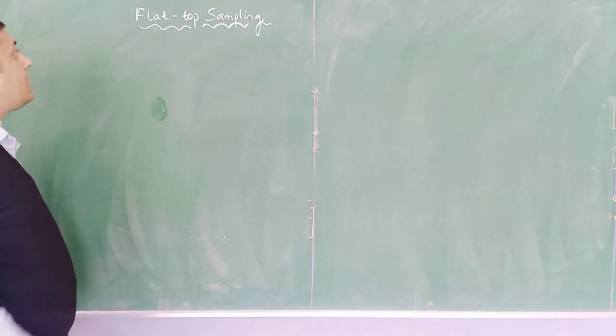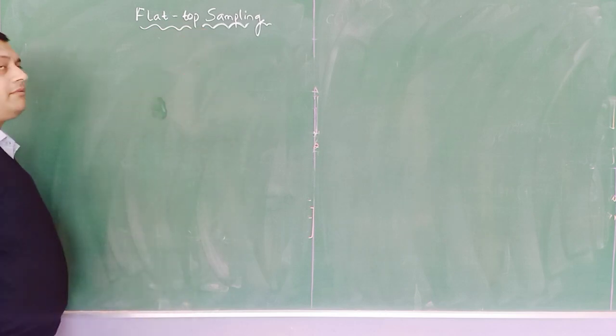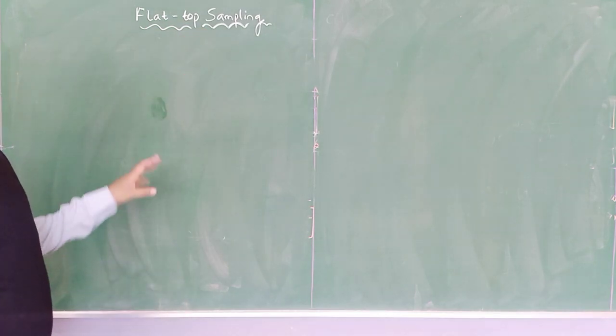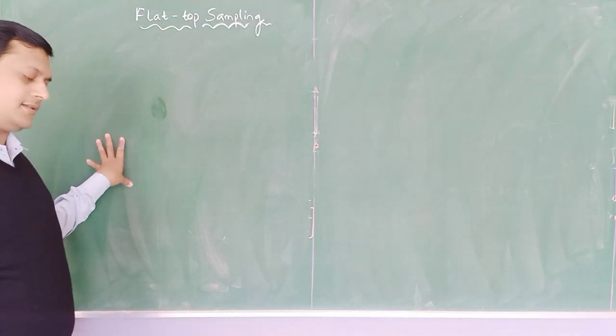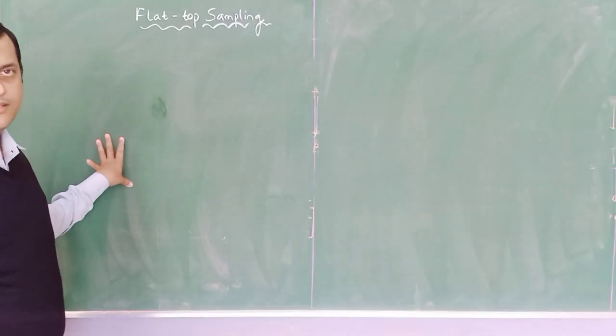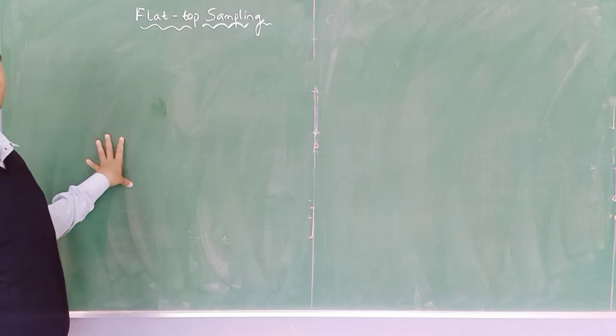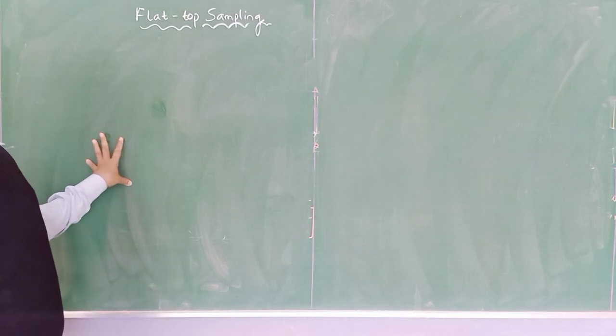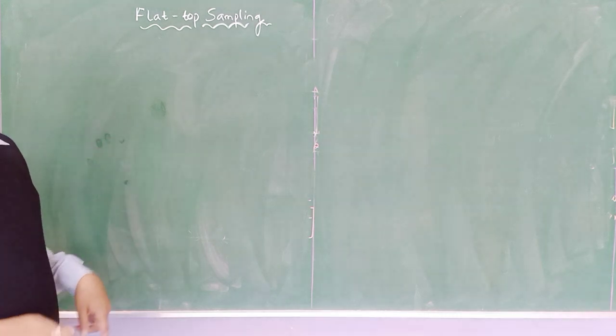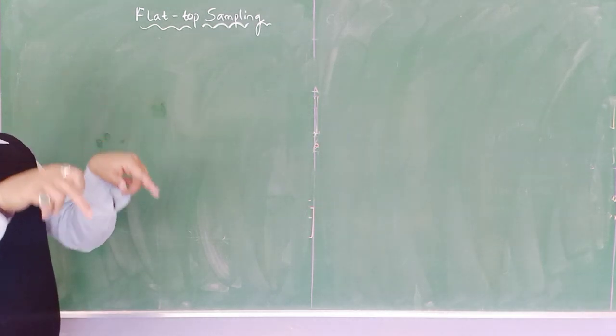So first, how to get the flat top sample signal. The basic technique is, first the instantaneous sampling will happen and then a small rectangular pulse is going to be convolved with that instantaneous sample signal. Then we can get the top of the sample to remain constant.